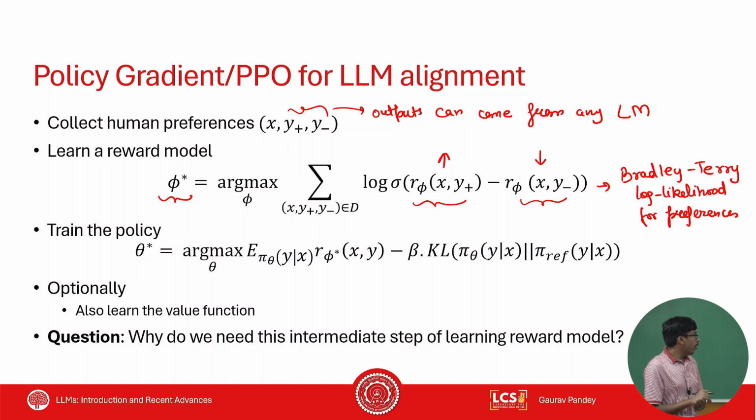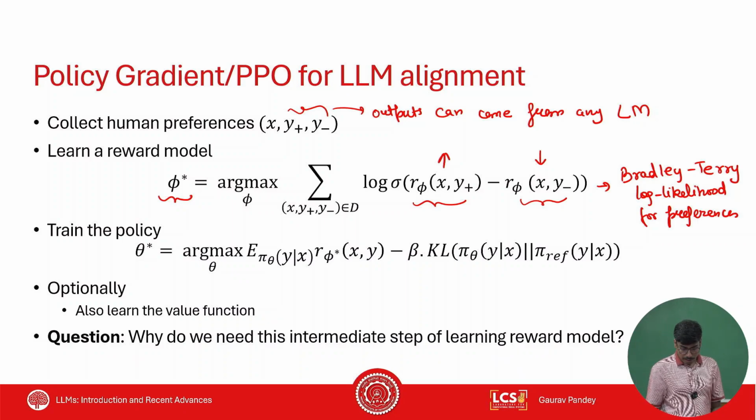So if you can train a reward function directly on the preferences, can you train a policy directly on the preferences? That's what the DPO paper attempts to ask. Why do you need this intermediate step of learning a reward function before you can actually train the policy? Because in PPO you had to do a lot of things, right? You had to learn a reward function, learn a value function, ensure that the importance weights are clipped. So you have to do a lot of things to make sure that the policy gradient works. So can we do away with that?